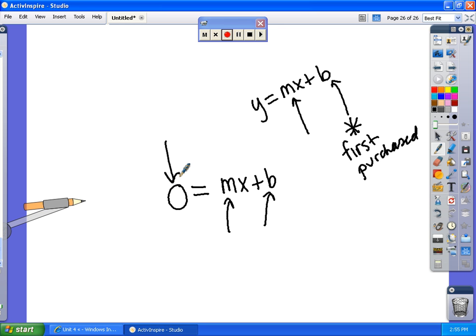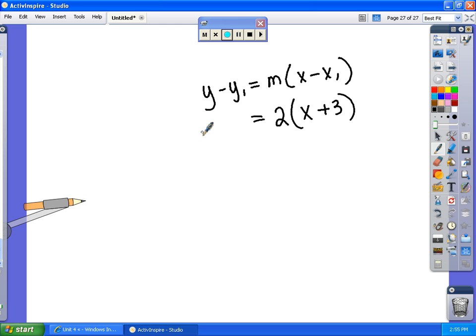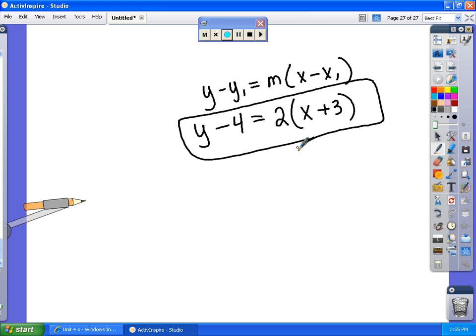Alright, so the last page says write an equation of a line in point-slope form if M equals 2, and it passes through (-3, 4). So remember, it's y minus y1 equals M times x minus x1, and this is literally just point-slope form. So we're just going to plug in our data. M is 2, so 2 times x minus a -3. Well, that would become x plus 3, which equals y minus 4. And this right here is your final answer for that first bullet point.